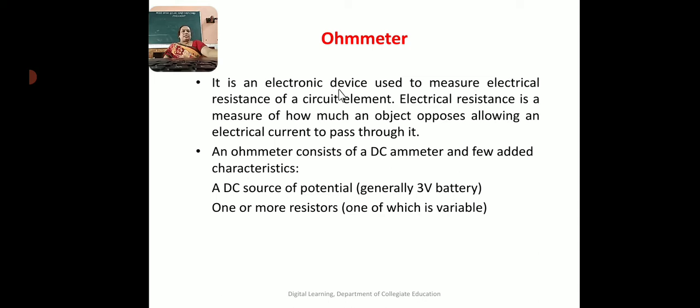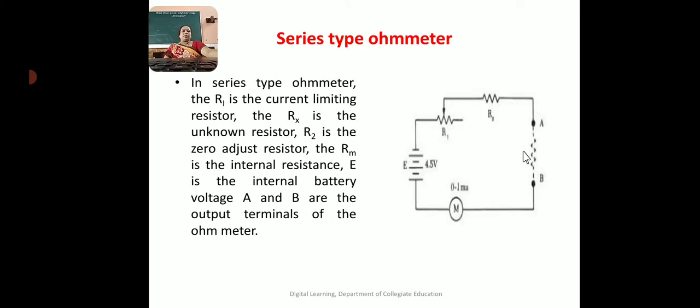An ohmmeter consists of a DC ammeter and a few added components. First is a DC source of potential, and one or more resistors. To design an ohmmeter, two types of schemes are used. They are the series type ohmmeter and the shunt type ohmmeter. We will discuss them one by one.